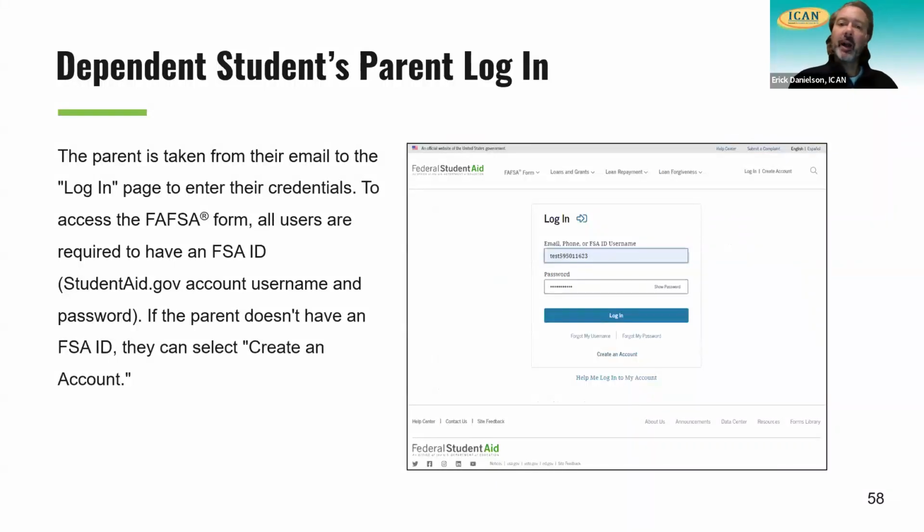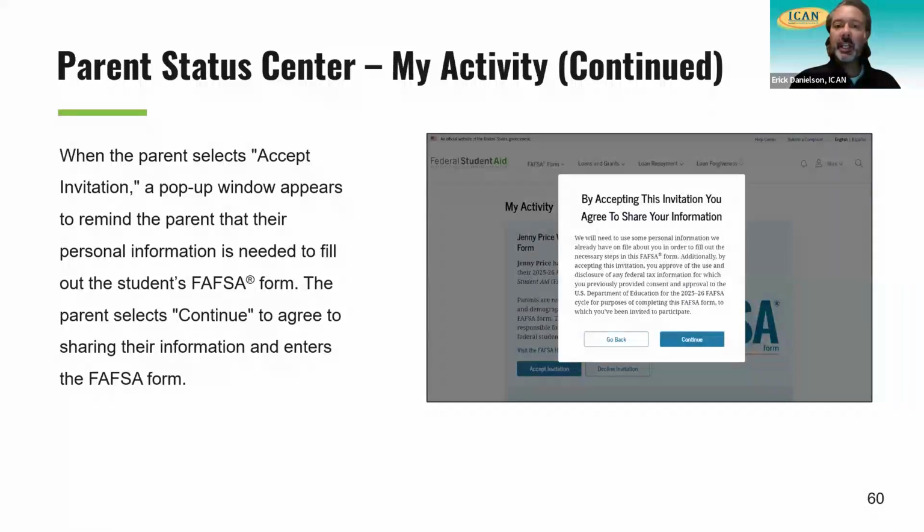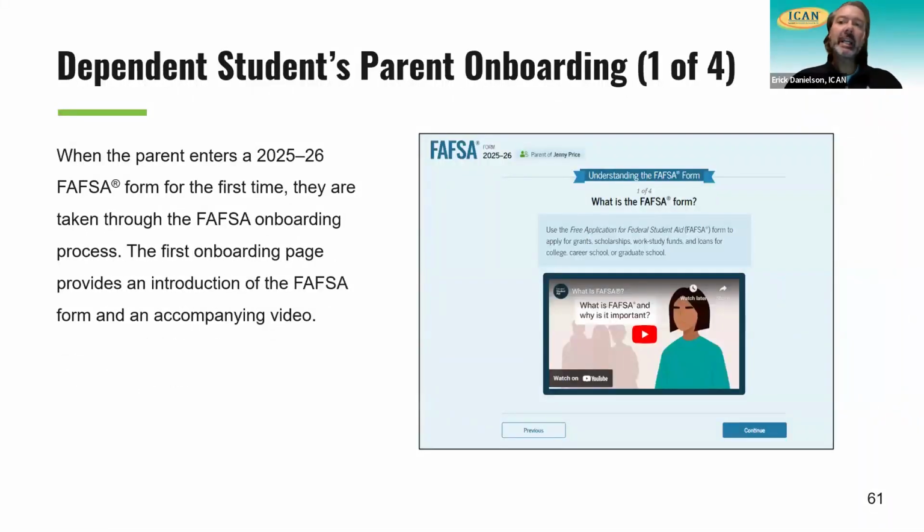They're going to be two-step verified after we log in with their information, either by text or email. And what we want to do is eventually get to the dashboard of the parent's account, and there should be an activity there from the student. As you see here, this activity is the student inviting the parent to complete their part of the form. When you see this, you accept the invitation by clicking that button. It's going to say, by accepting this, you agree to share your information. You hit continue, and now we're going to get into the parent part of the form.